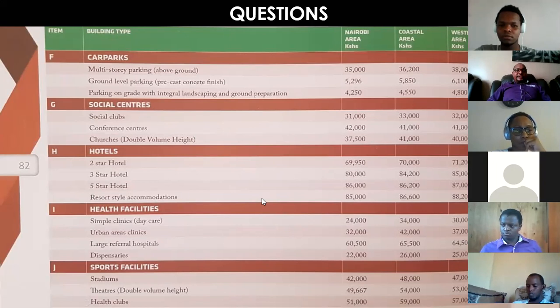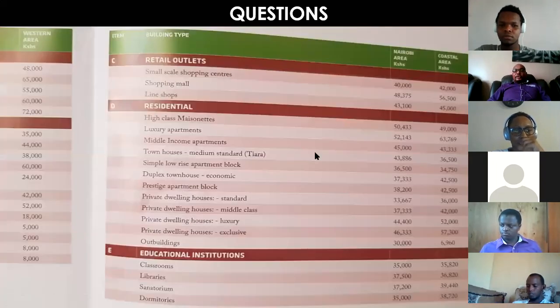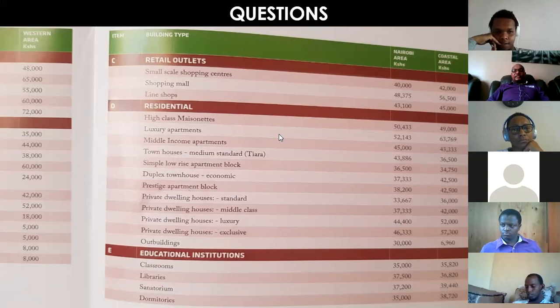Then you have the health facilities. And of course, what interests a lot of people is this one on residential. So for residential, you have quite a number of different classes of residential houses. You have high-class maisonettes.